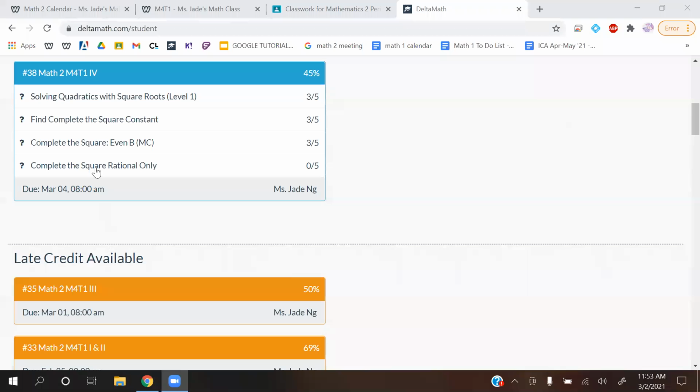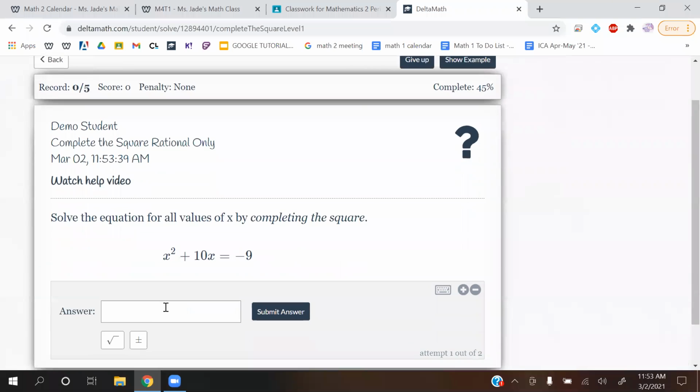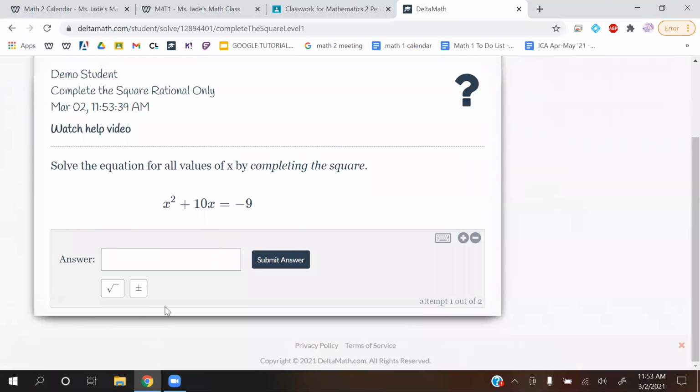Last one is complete the square, rational only. So we are going to complete the square, and then we're going to solve for the values of x. So let's see, where's my annotate button? There it is. We don't have to move anything over to the right side just because it's already there. There's no number added or subtracted over here. So that part's good so far.